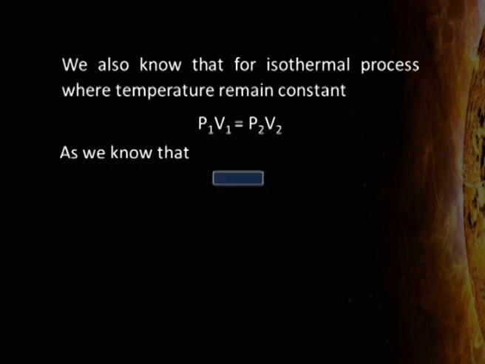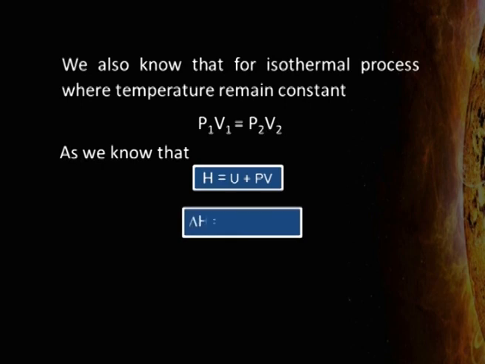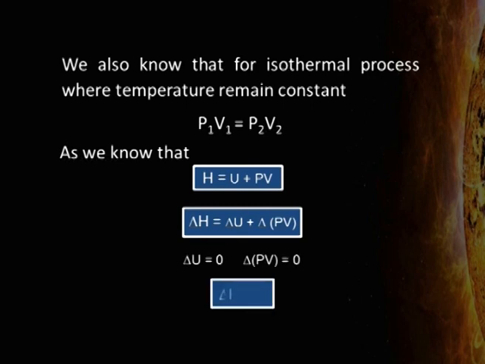As we know that H is equal to U plus PV, or delta H equal to delta U plus delta PV, as delta U, that is change in internal energy, is 0 and delta PV is also equal to 0, hence delta H will be equal to 0.